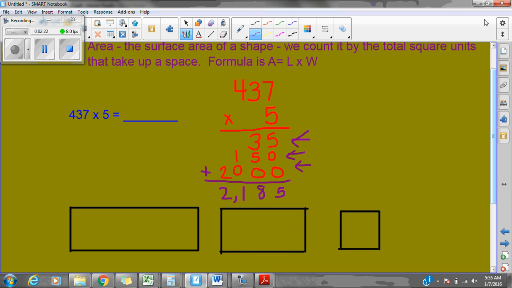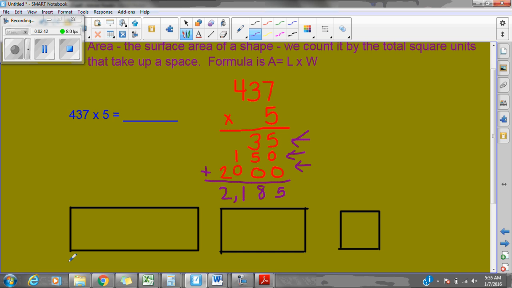Well, the area model is very similar to the partial product method. Remember, the area is the surface area of a shape. That means the top of it, and we count it by the total square units that take up the space. So that's how we figure it out. The formula is length times width. Remember, the long part is the length and the short part is the width.